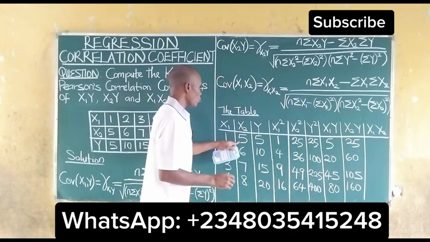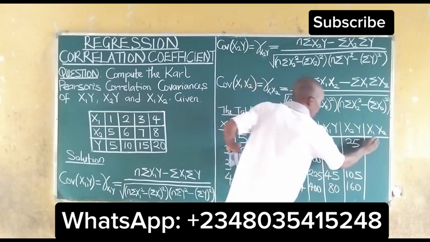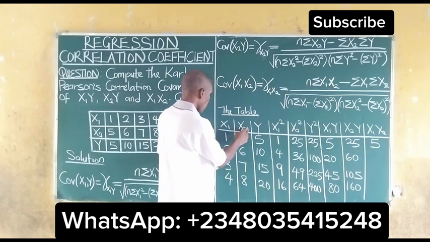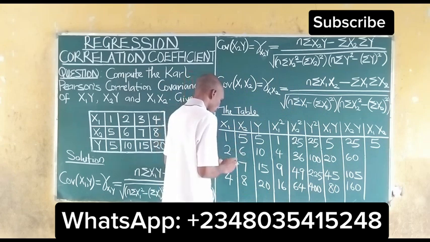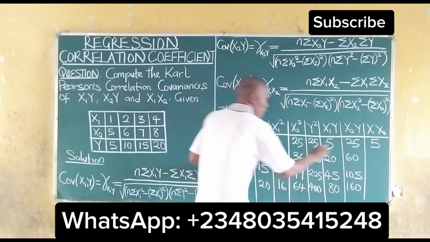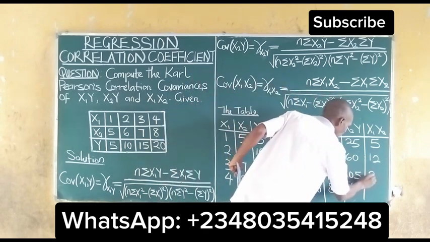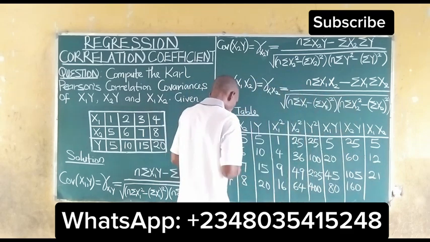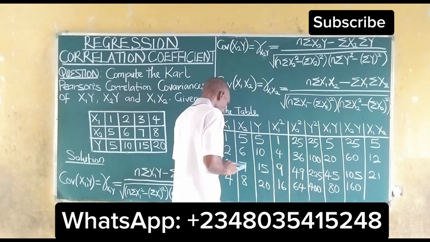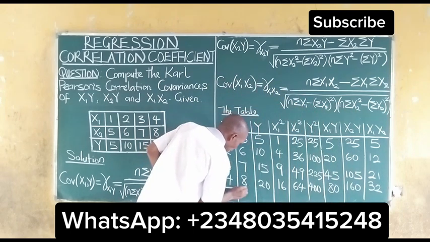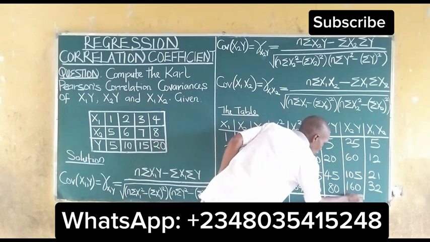For x1 multiplied by x2, 1 multiplied by 5 is 5, 2 multiplied by 6 is 12, 3 multiplied by 7 is 21, and 4 multiplied by 8 is 32. All we need to do is to find the total of all of this.